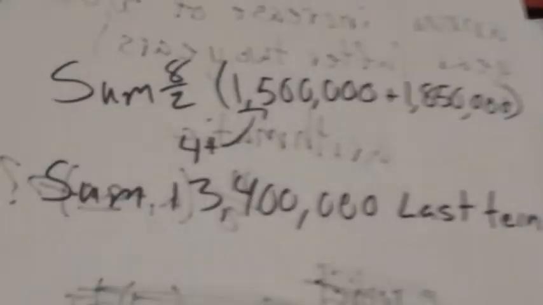So after that, we found the sum when we did 8 divided by 2 and got 4 times 1,500,000 plus 1,850,000. After doing the equation, we found the sum of 13,400,000.